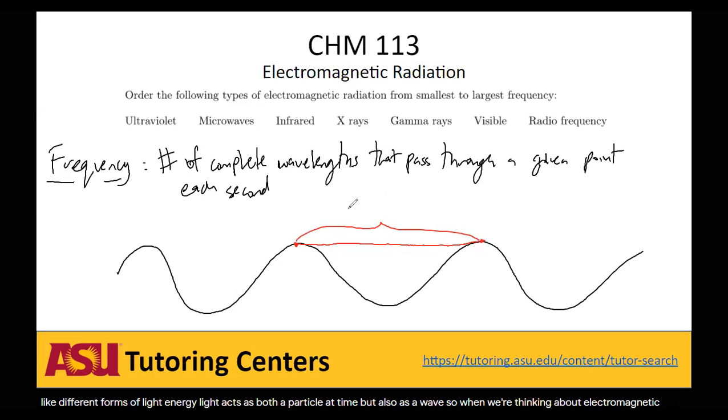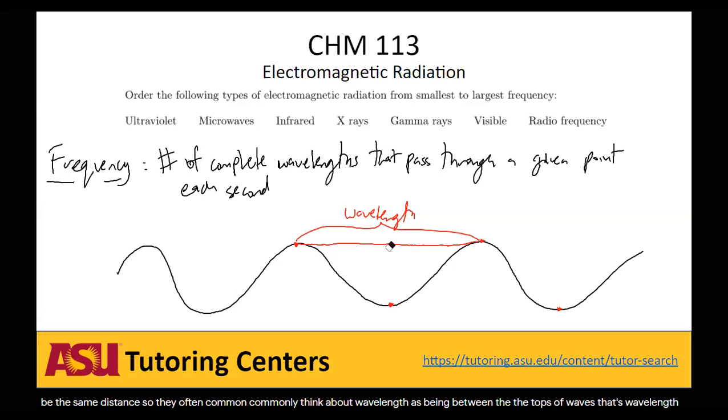That length right there, that's the wavelength. You can also think of it as the distance between two troughs, the bottom parts of the wave, but that should be the same distance. So commonly we think about wavelength as being between the tops of waves. That's wavelength. So frequency is just the number of complete wavelengths that pass through a given point each second.